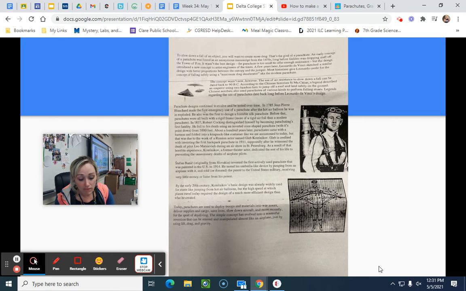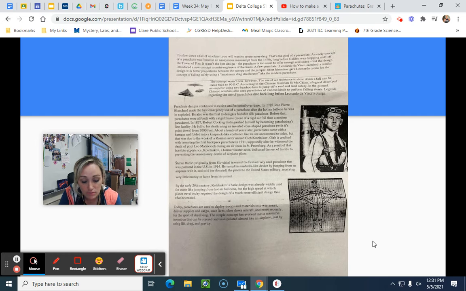A few years later, Leonardo da Vinci sketched a similar concept of falling safely using a maximum drag decelerator, what we call the modern parachute. The concept wasn't new, however. The use of air resistance to slow down a fall can be dated back to 90 BC. According to a Chinese historian, a legend described an emperor using 2 bamboo hats to jump off a roof and safely land on the ground.